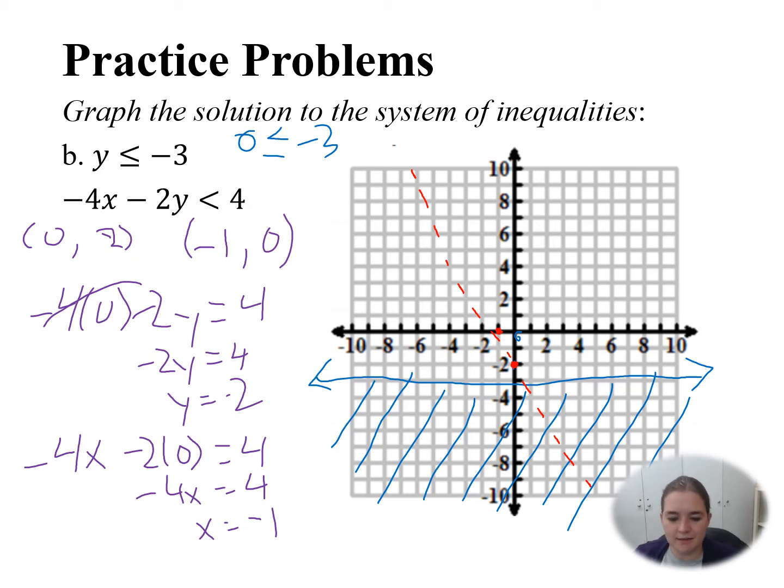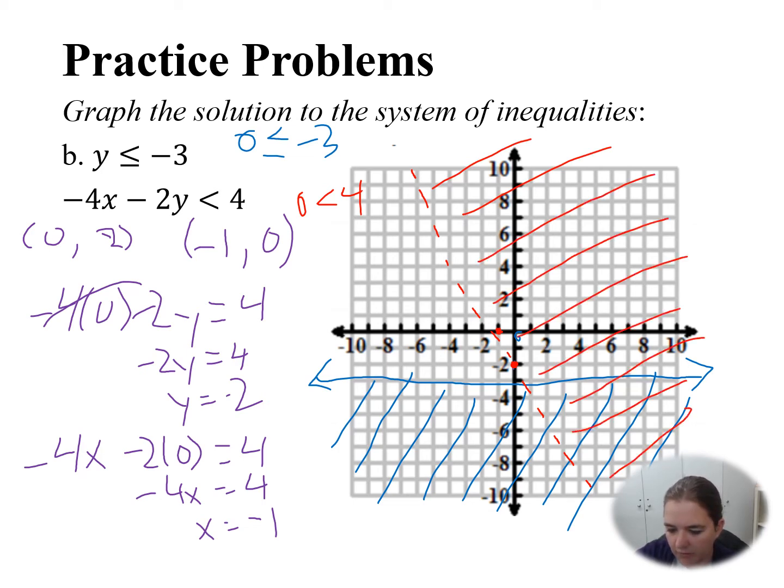With my dotted line, I have the symbol that does not have the "or equals to" piece. But again, I can use (0, 0) as a test point because my line does not go through the origin. When I plug in (0, 0), I have 0 times -4 minus 2 times 0, so I simplify it down to 0 is less than 4. In this case, that's true. So I'm going to shade the side that contains the test point. Like before, my solution set is that double shaded region.